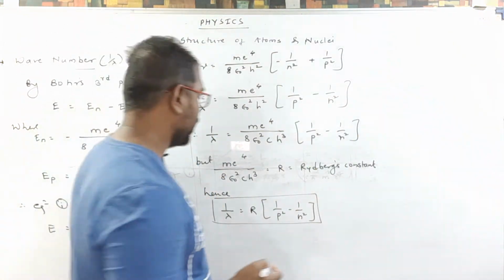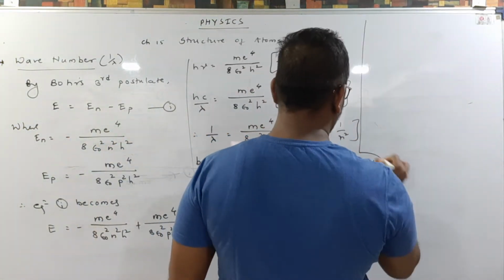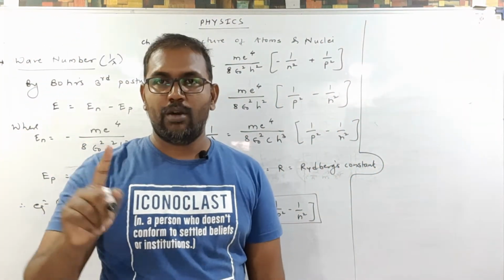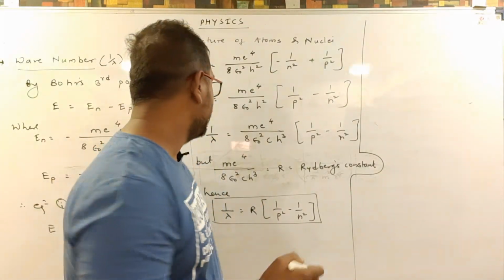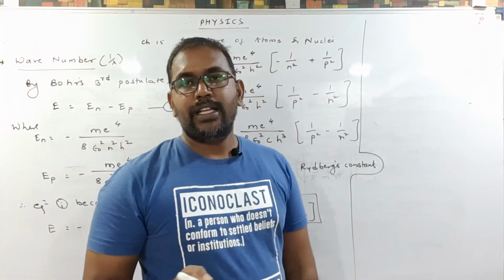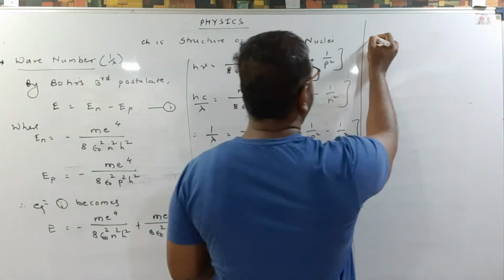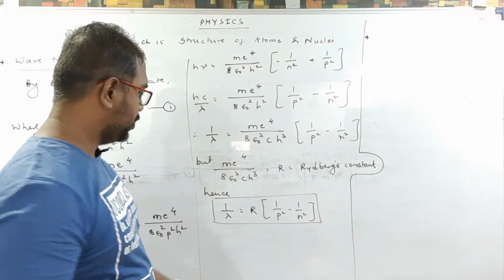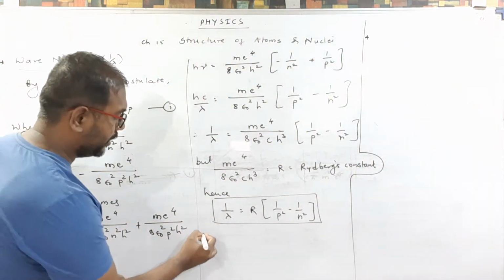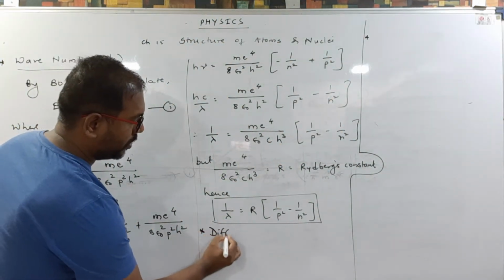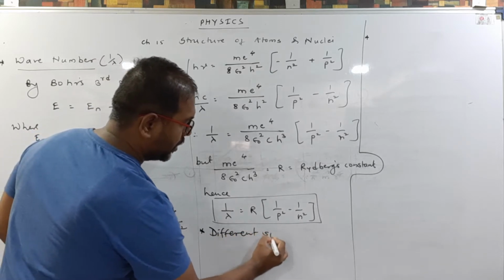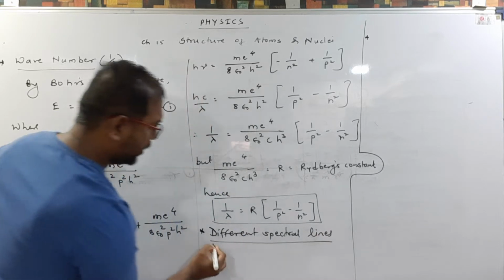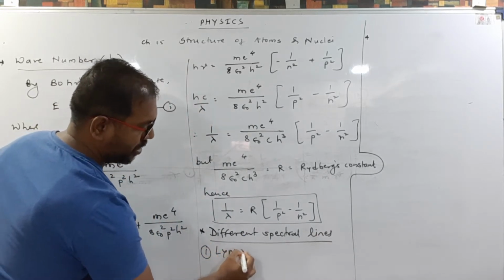Based on that, we classified this into series. So let's see the different spectral lines here. When an electron jumps from an outer orbit to inner orbit 1, it is called the Lyman series. So I give the heading here, different spectral lines, and the first spectral line is the Lyman series.